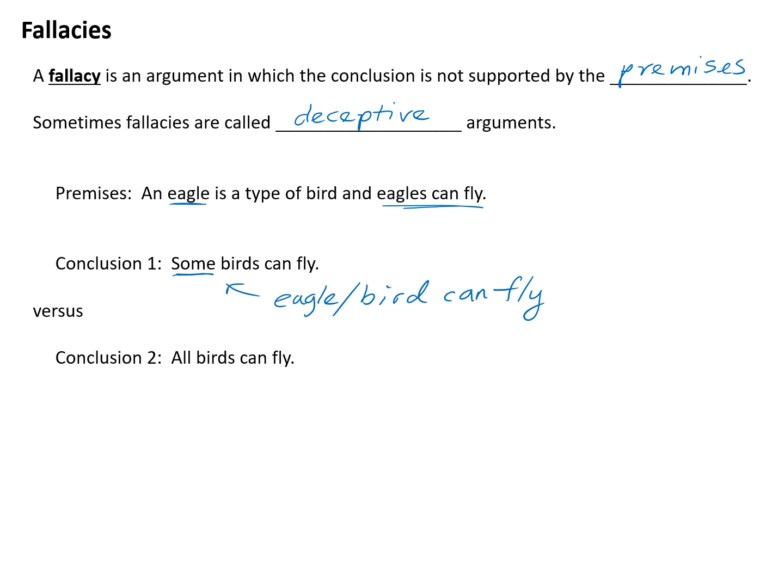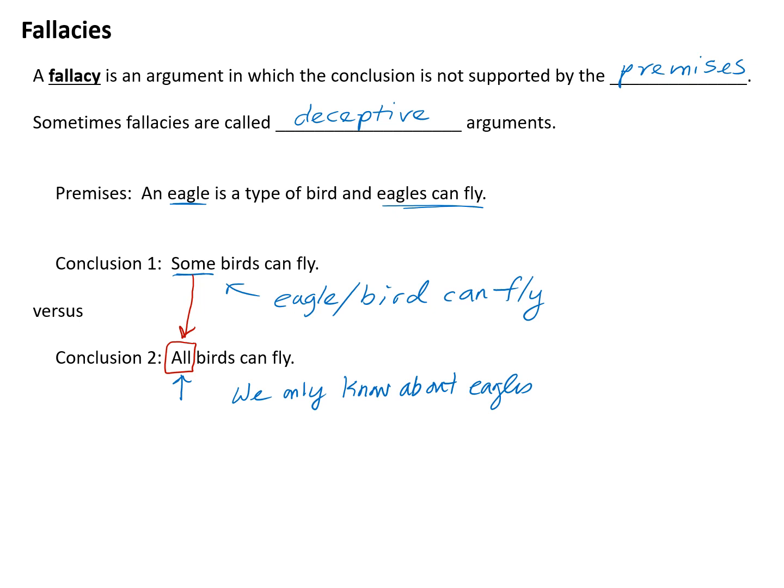Let's compare that with changing that conclusion a little bit. Let's look at a different conclusion. Let's say we changed the word some to all birds can fly. If we look at our premises again, our premises are only talking about eagles. And what the second conclusion is talking about is all birds. We only know that eagles can fly. We don't know about all birds. At least we don't know about all birds based on these premises that were given.